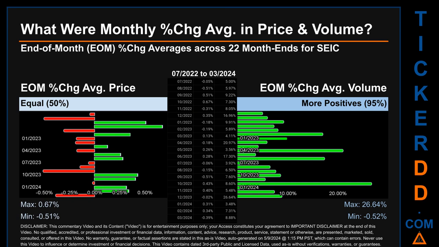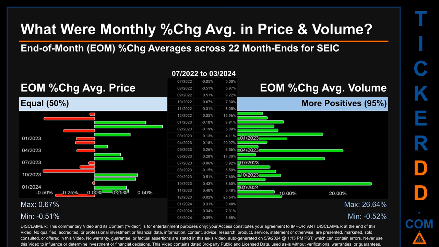From 07/2022 to 03/2024, there was an equal split of monthly percentage change in price across 22 month ends. In terms of volume, 21 out of 22 month ends had a positive percentage change. That is, 95% of month ends saw a positive percentage change in average volume.